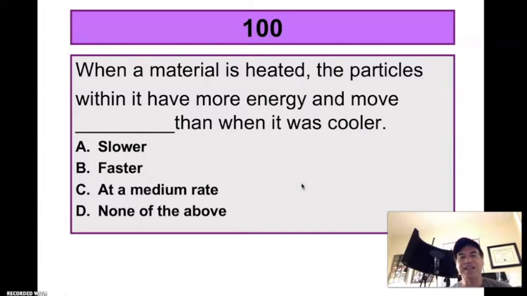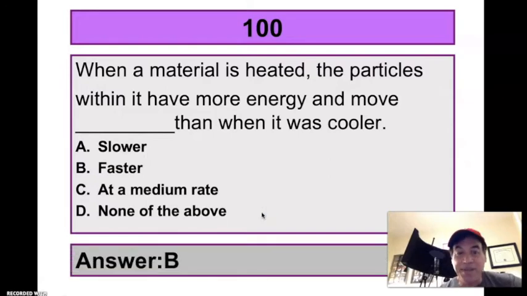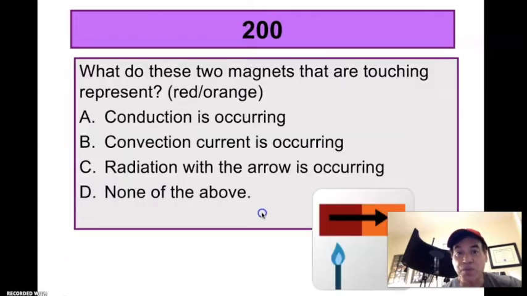Oh, last column. Let's see if we can get all these right. When a material is heated, the particles within it have more energy and move blank than when it's cooler. Slower, A. Faster, B. C, at medium rate, or D, none of the above. Survey says B, faster. Remember, the more heat that you add, the greater the molecules will start to move.